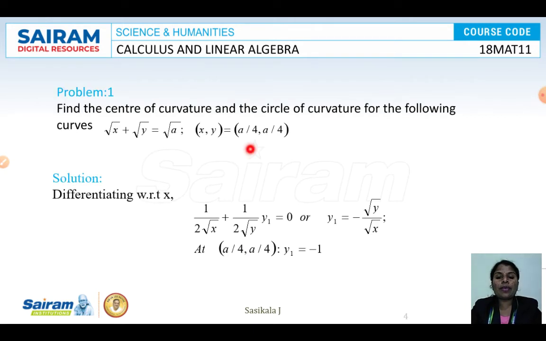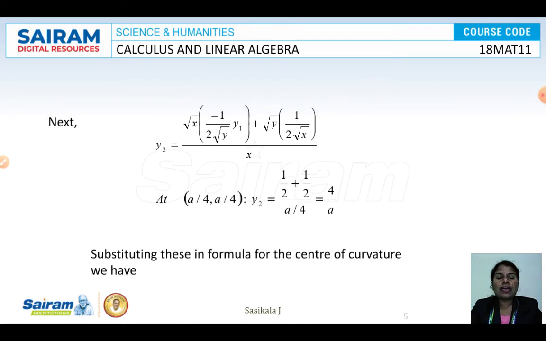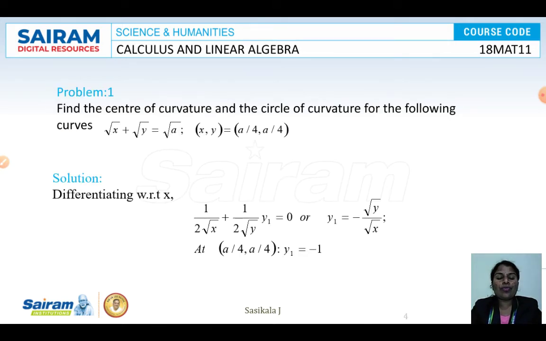The point x comma y is equal to a by 4 comma a by 4. So x is equal to a by 4 and y is equal to a by 4. Just replace at a by 4 comma a by 4 in your y1, and what will happen: root of a by 4 will be root a by root. This will get cancelled, and I'll get minus 1 for your y1. Now use your y2 to find this. Use this y1 equation before replacing your limits or your value.